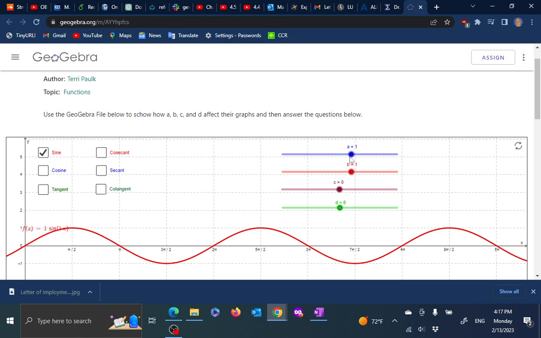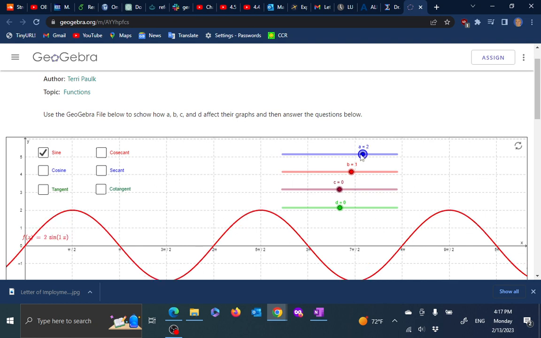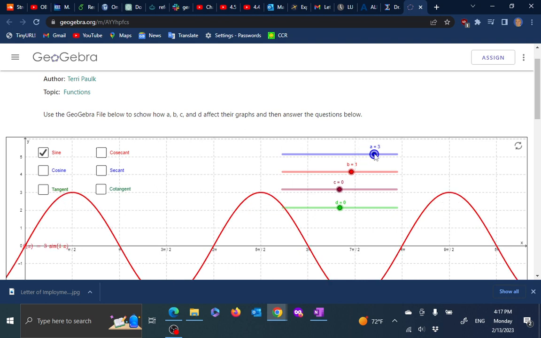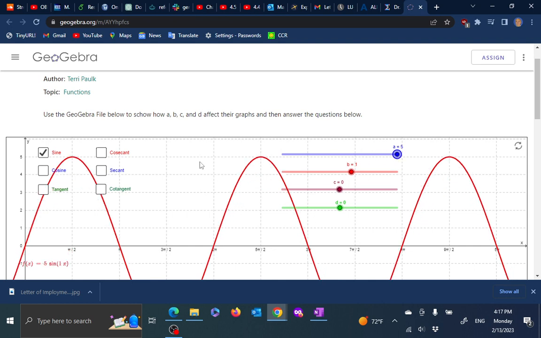Now here you have some sliders that you can use to control the function that you want. The first one is what we did last time. If I change this to 1.5 and then 2 and so on, you see the number in front became 2. That's what we did last time. That's sometimes called the amplitude. That makes the graph that much taller. So if I go to 2.5 now, 3, 4, and then 5, this is as tall as it gets in this. Now let's go back to 1.